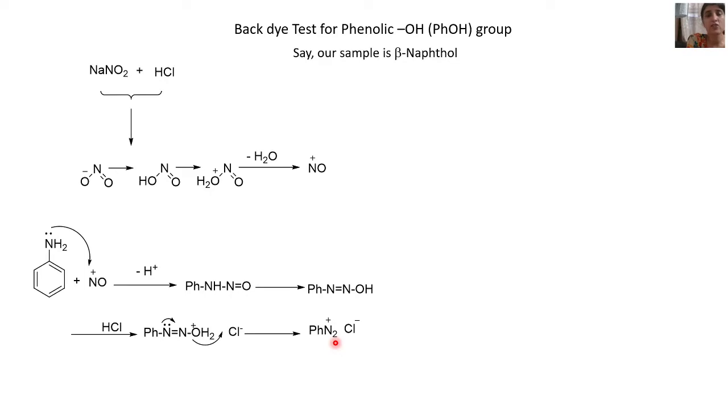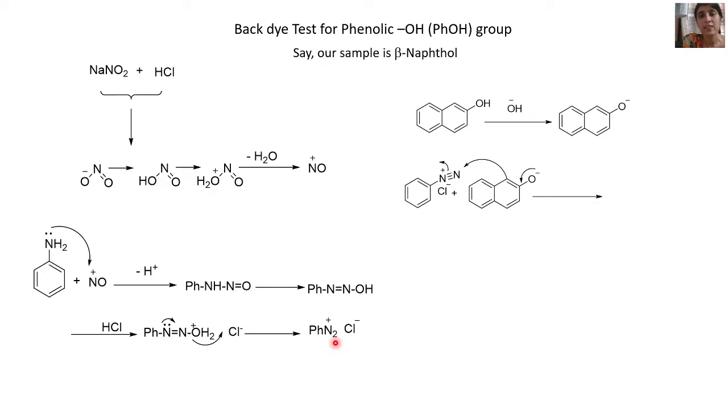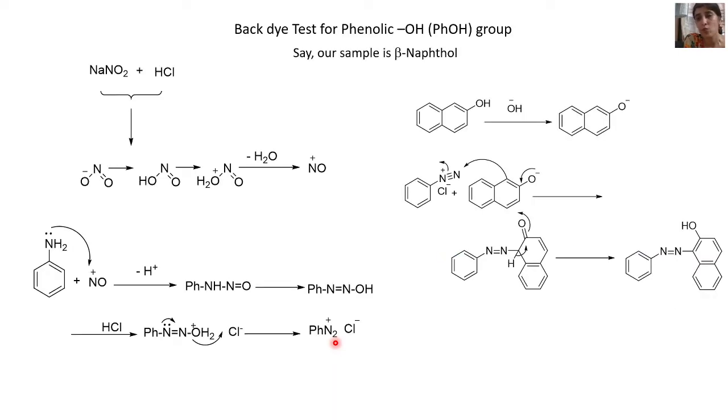After generating diazonium chloride, we keep it in an ice bath and dissolve beta-naphthol in a basic solution, generally NaOH is taken, and this is our reaction. Diazonium chloride reacts with beta-naphthol, and this is our red dye. We get the red dye for this compound.